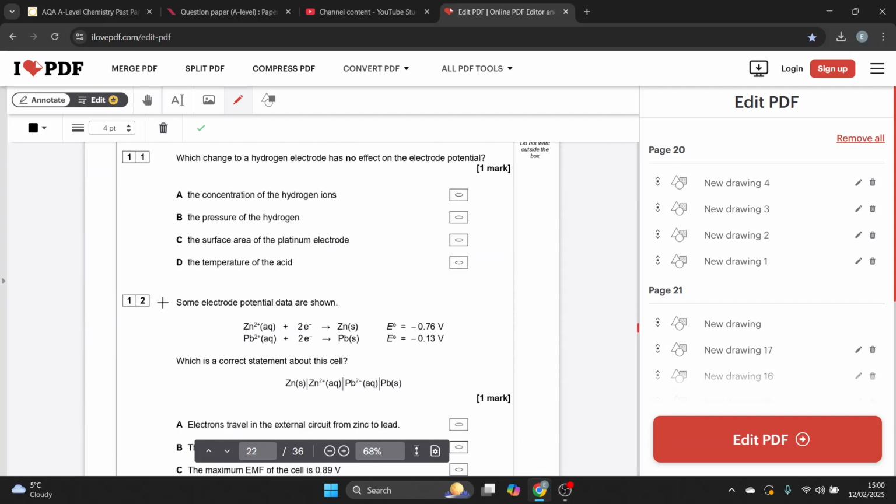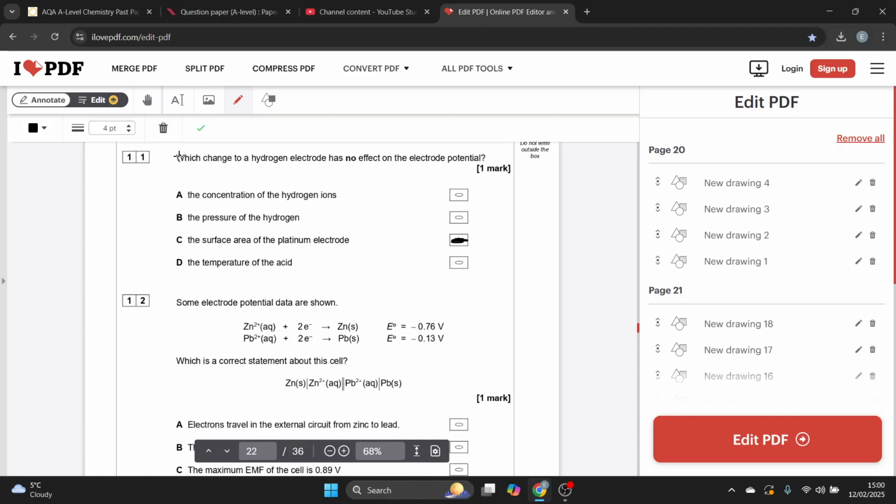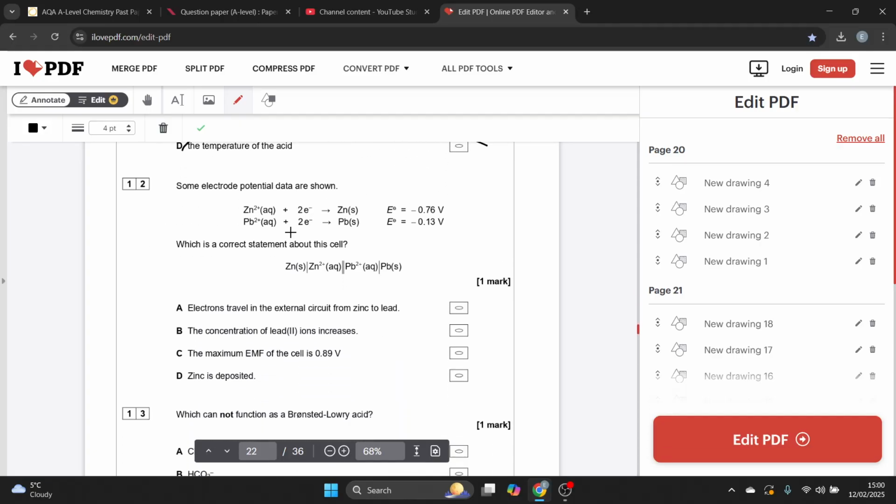Which change to a hydrogen electrode has no effect on the electrode potential? The surface area of the platinum electrode. I haven't even gone through this, so yeah. Same with this.